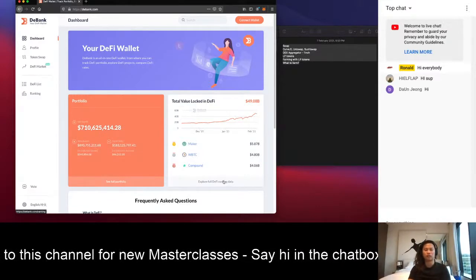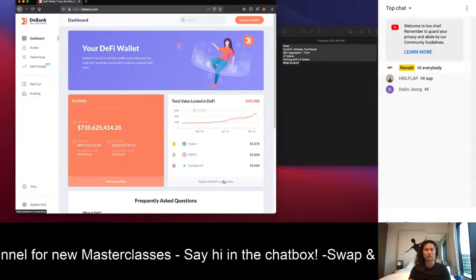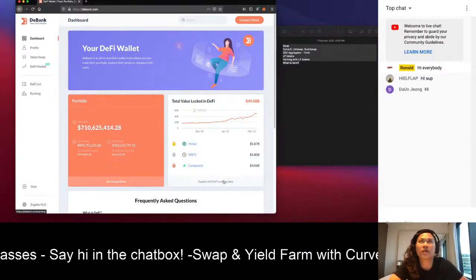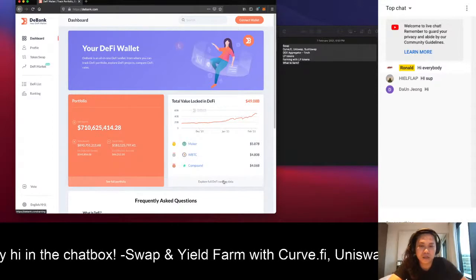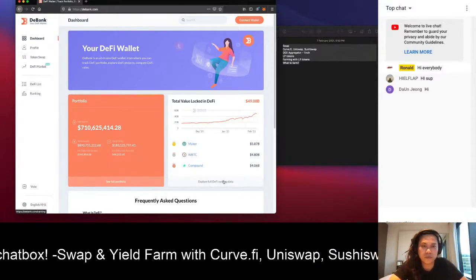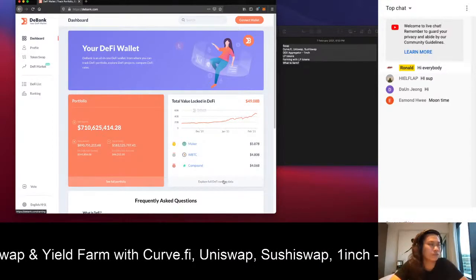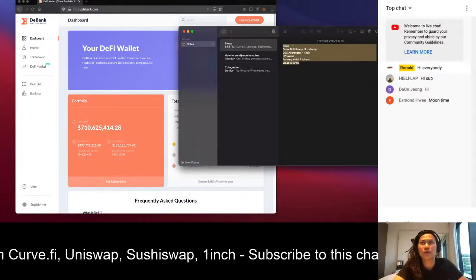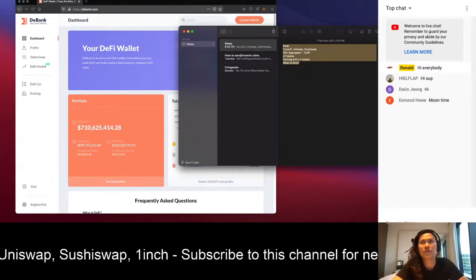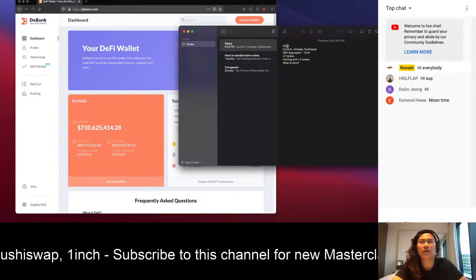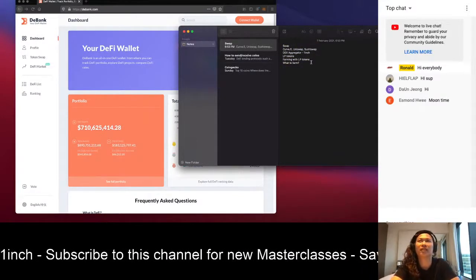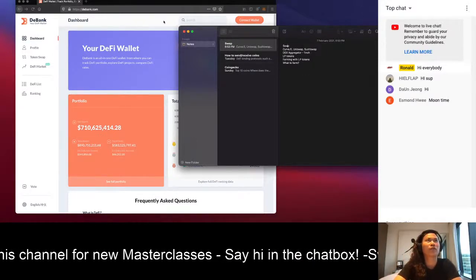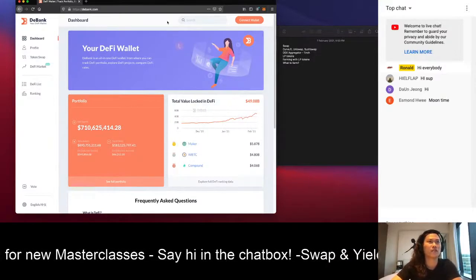Right. So in the first class we set up our MetaMask. We figured out how to use CoinGecko, DeBank, CoinMarketCap a little bit. Right. The second class we learned how to lend. And for today's class, we're going to learn how to swap, which brings us to Uniswap, Sushiswap, Curve.fi, and then we'll also look at some of the other DEX aggregators. We will learn how to yield farm. So there's quite a lot of things on the menu. I'm going to get started.